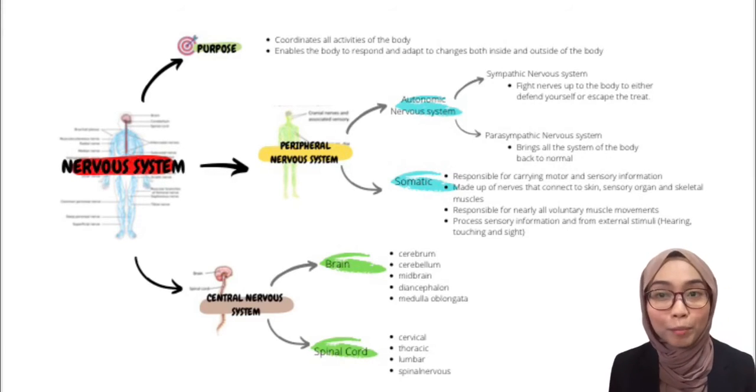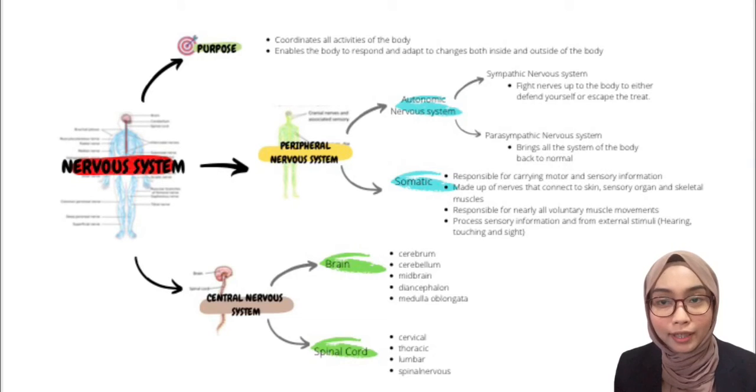There are two major parts of the nervous system, which are the central nervous system and the peripheral nervous system. The central nervous system is also divided into two major structures, which are the brain and the spinal cord. The brain is found within the skull or cranium, and it is made up of 6 main sections, which are the cerebrum, cerebellum, midbrain, diencephalon, pons, and medulla oblongata.